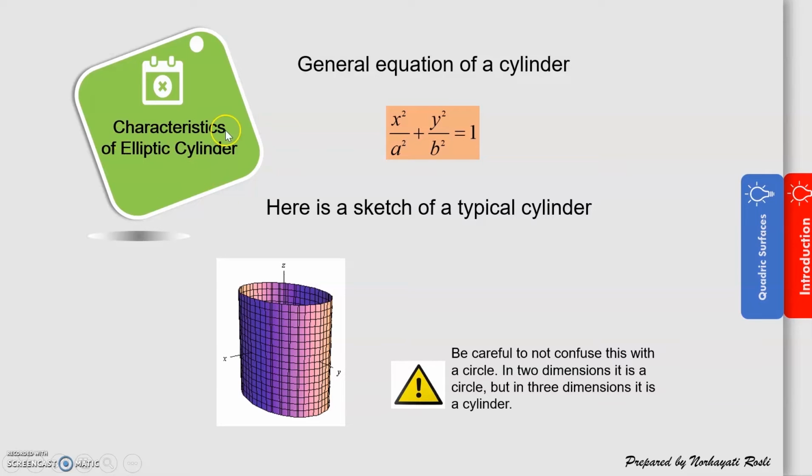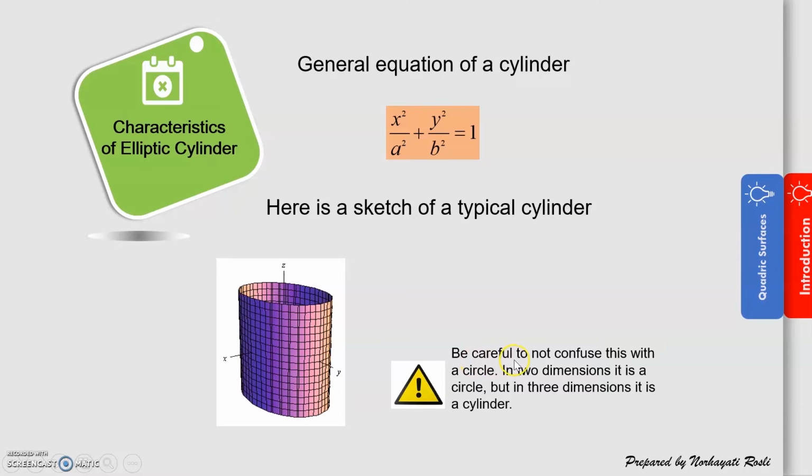We need to know the characteristics of the elliptic cylinder. The first thing that we have to learn is the general equation of this cylinder. This cylinder is given by the general form x squared divided by a squared plus y squared divided by b squared equal to 1, where a and b are constants. From this general form equation, you can sketch a cylinder. First, you can start in the two-dimensional coordinate system, and then you can transform into the three-dimensional coordinate system. Here is a sketch of a typical cylinder, which is given by this shape.